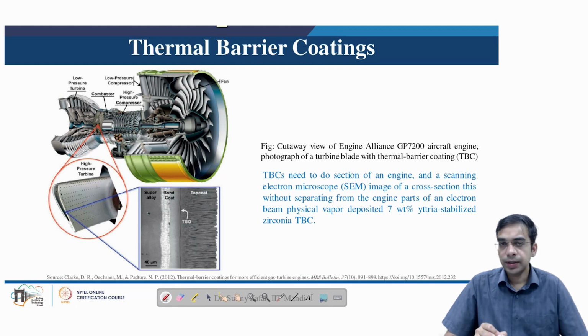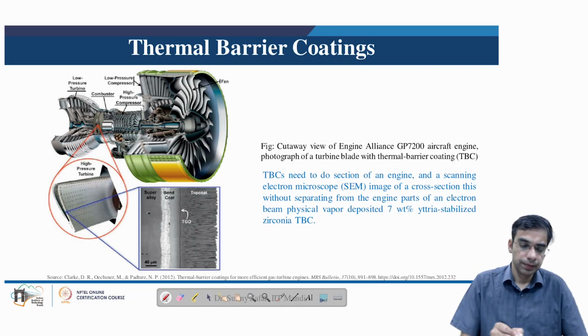And thermal barrier coating, as we can see in the current schematic, this is a cut section of an aircraft engine, which is based on a gas turbine engine. So here different parts of the engine are shown, as we have discussed this previously also. In the hottest zone of the gas turbine, that is the high pressure turbine, the thermal barrier coating is applied.